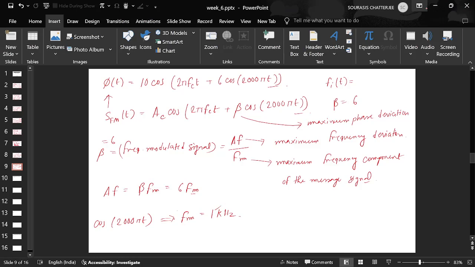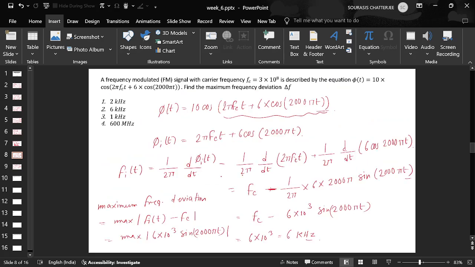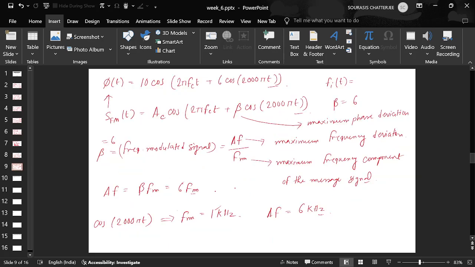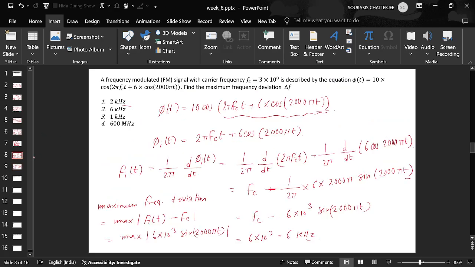So we have fm is equal to 1 kilohertz, we have 6 here, so our maximum frequency deviation is going to be 6 kilohertz. So this is a more straightforward way compared to the earlier one, which is a little bit deeper, but this one you can use if you have knowledge that for a sinusoidal message, your maximum phase deviation is actually nothing but your modulation index, and modulation index expression is maximum frequency deviation over maximum frequency component of the message signal, and that's how you obtain the maximum frequency deviation. So your answer here is 6 kilohertz.